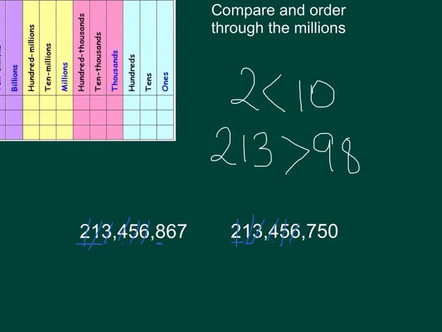This is an 8, this is a 7. Which one of those digits is a greater digit? If you said 8, you're correct. Now because 8 is greater, we could stop right there and just simply put in our greater than sign. The other 2 digits don't count. So this is the digit that's going to tell us what's greater than or less than.